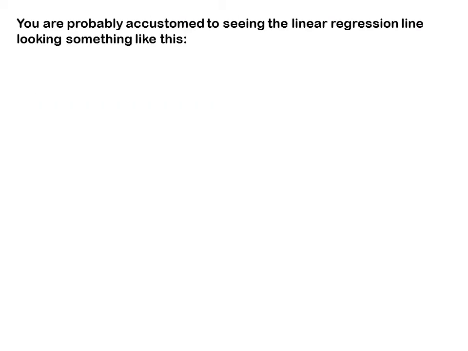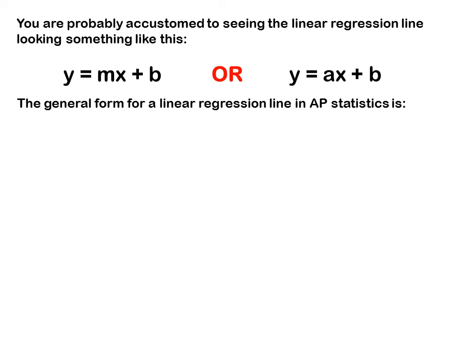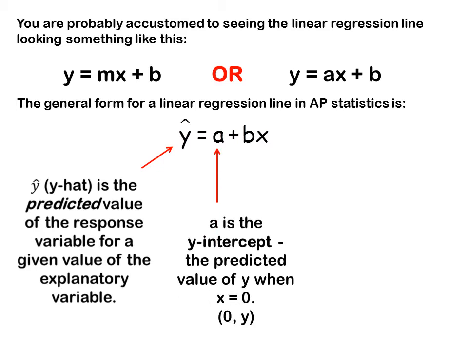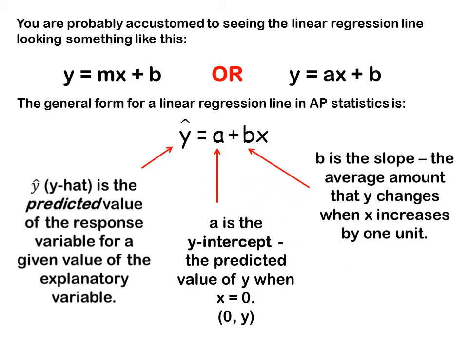You're probably accustomed to seeing the linear regression line looking something like this: y equals mx plus b, or y equals ax plus b. The general form for a linear regression line in AP statistics is y hat equals a plus bx. Y hat is the predicted value of the response variable for a given value of the explanatory variable. A is the constant, the y-intercept, the predicted value of y when x equals 0. And b is the slope, the average amount that y changes when x increases by 1 unit.